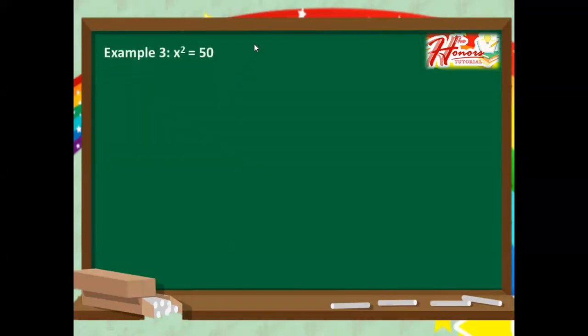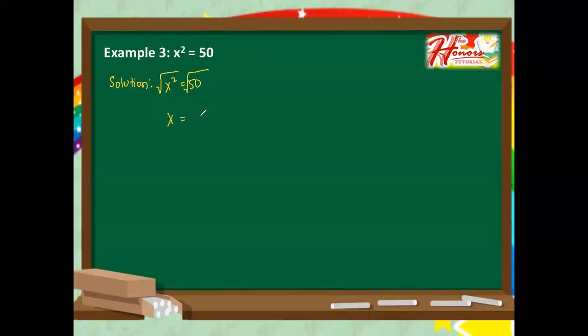For number 3, we have here the square root of x squared equals 50. So this is what you're going to do. Please write the word solution first and then copy the given, that's x squared equals 50. Since you can see here that we have an exponent which is 2, please get the square root of both sides. Square root of x squared is x.